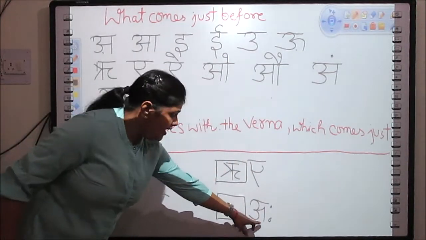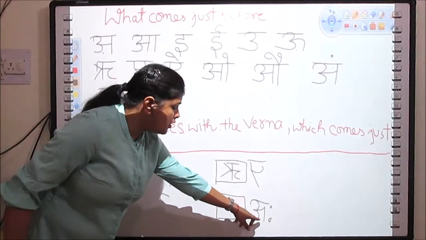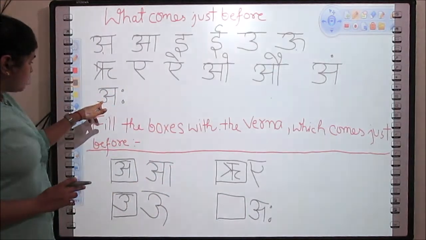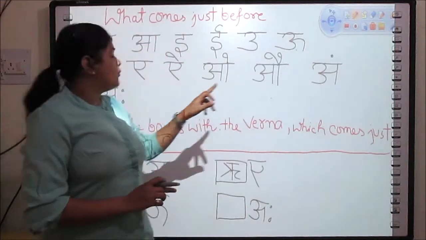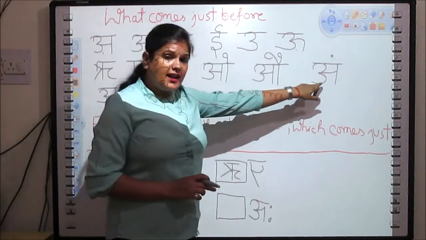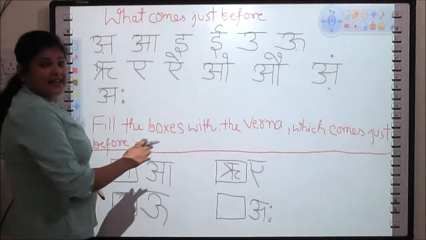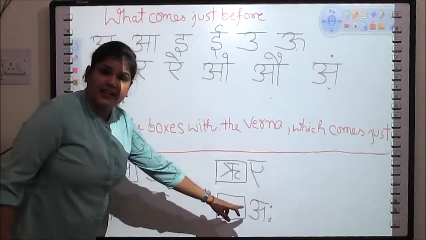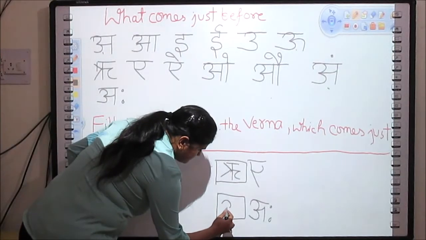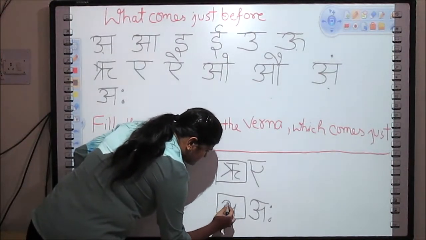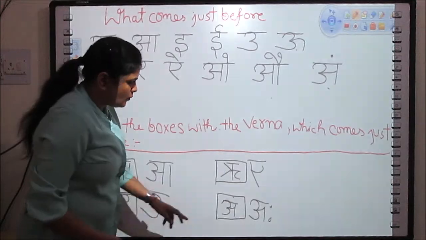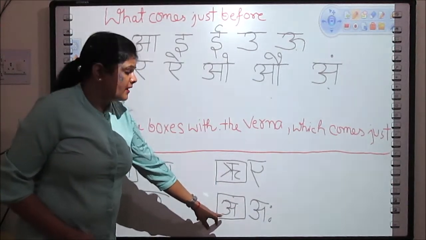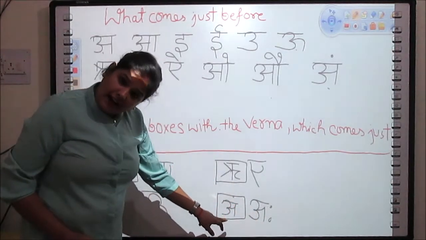Which one? Aa. What comes just before Aa? A. आ के पहले क्या आया? A. So write here A. What comes just before Aa? A.